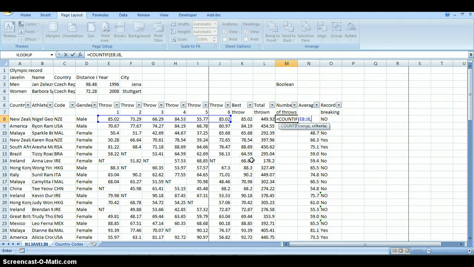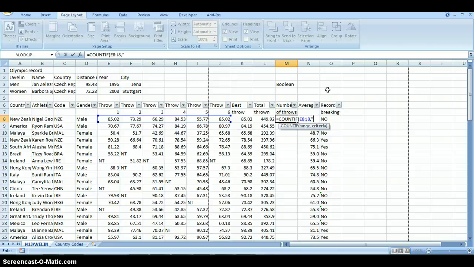Now in some way, I need to discount everything that says NT. The only time there's an NT within that range, I need to discount it. What we need to use is something called a Boolean operator. And the one I'm going to use is the greater than symbol.